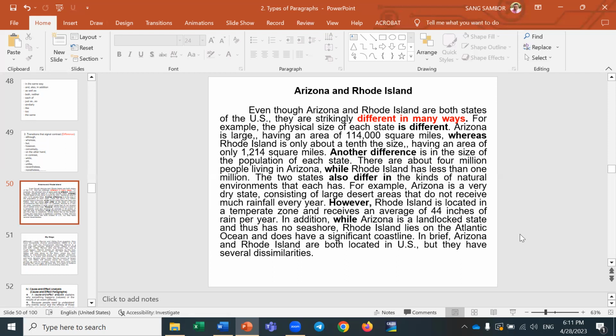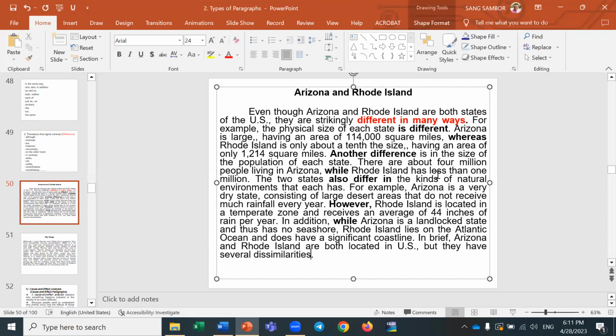In brief, Arizona and Rhode Island are both located in the US, but they have several dissimilarities. You see, they do not use the same word different, so they use the word dissimilarities. So this paragraph is only about the contrast, pointing out only the differences between Rhode Island and Arizona.